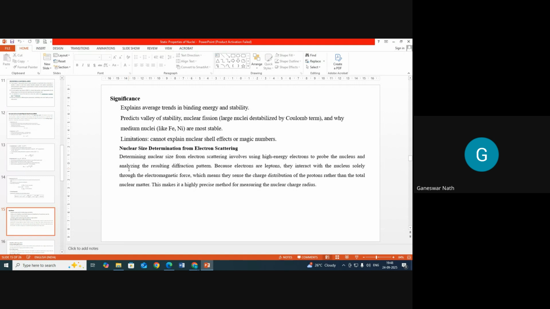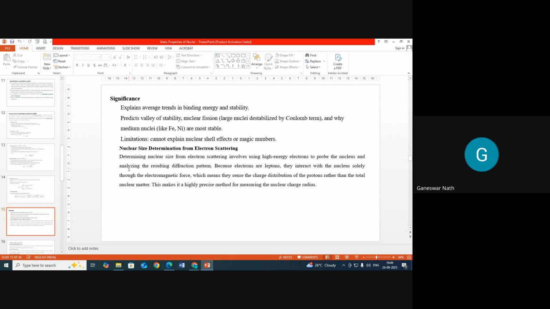Determining the nuclear size from electron scattering involves using high energy electrons to probe the nucleus and analyzing the resulting diffraction pattern. When you want to determine the size of the nucleus, we must bombard some particle, such as a charged particle or neutron, onto the nucleus, so that they undergo scattering from the surface. From that we can calculate the scattering cross section, and from that scattering cross section we can estimate the size of the nucleus.